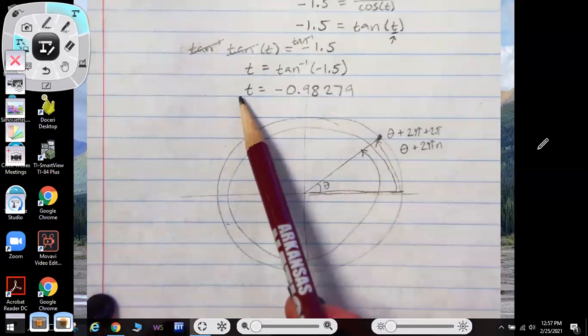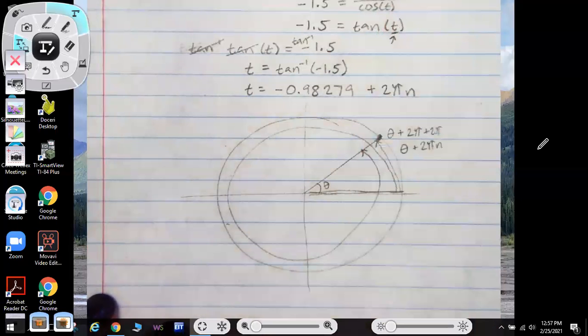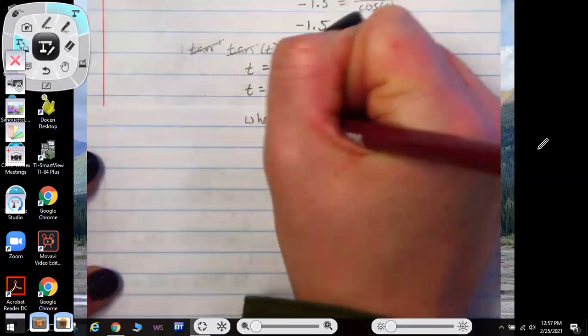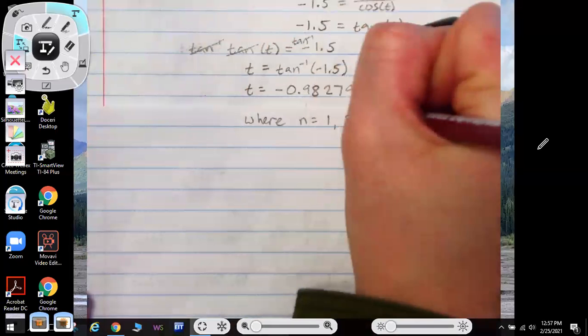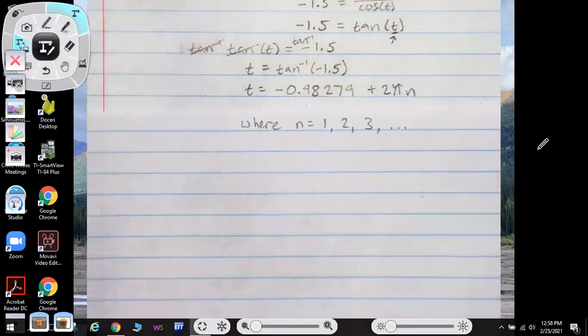So to get the correct values that we need for this specific problem, we're going to take our value of t and we're going to add 2 pi n. So we're going to plug in different values of n to represent 1 full rotation, 2 full rotations, 3 full rotations, and so on to get the numbers that we need. I'm going to do that with my calculator.